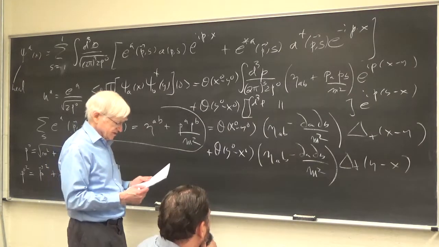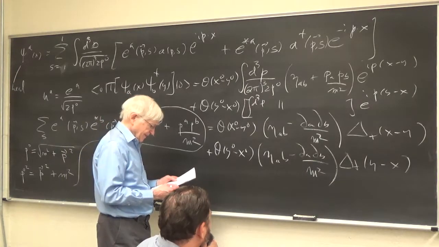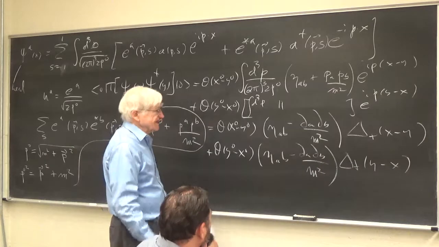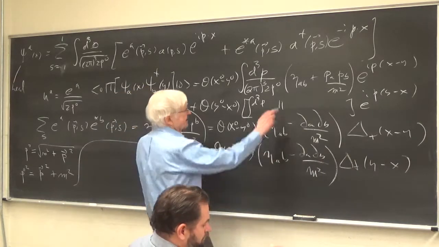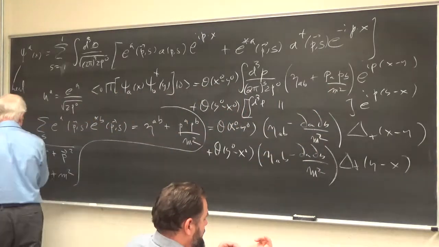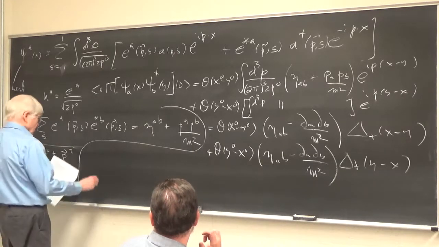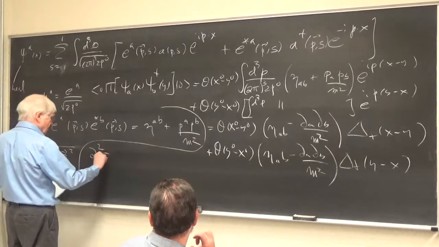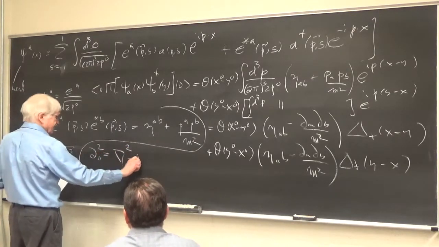So let me just... we can pull the second time derivative across, however, if we recognize that these are physical momenta. That is to say, p0 squared is p squared plus m squared. And consequently, we can say that d0 squared is actually grad squared minus m squared.